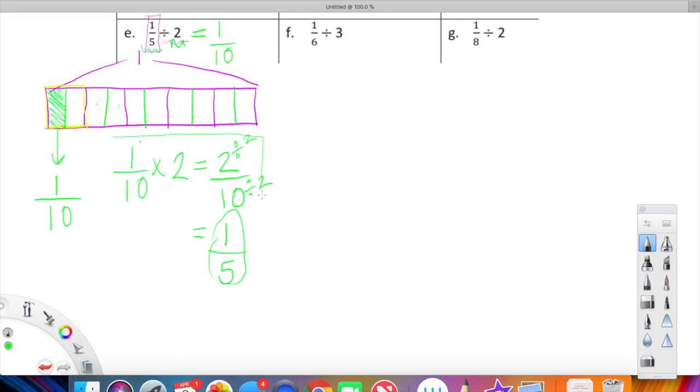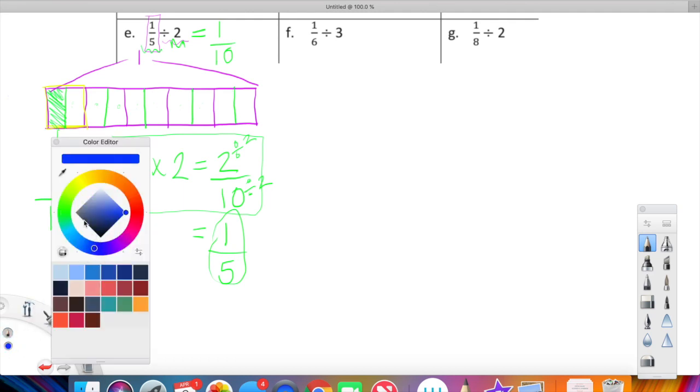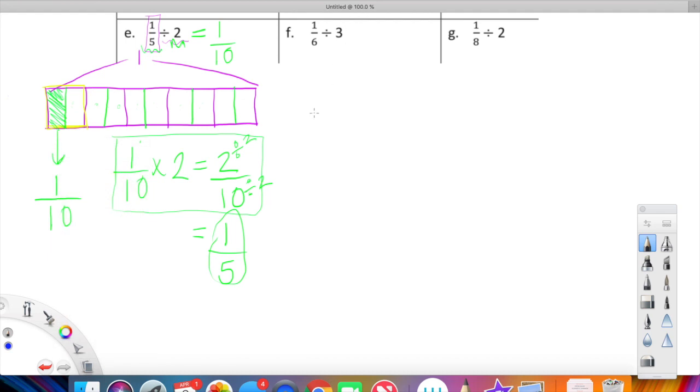This check step is so important, friends, because ultimately what we're doing is taking 1/10 and multiplying it by 2. So I hope this check step is super, super important. Let's look at just 2 more of these very quickly, and then my guest mathematicians are going to take over.